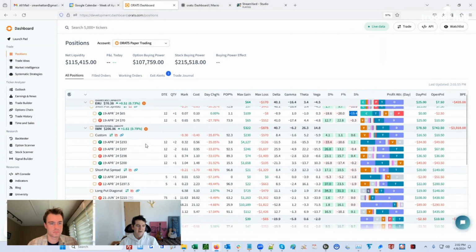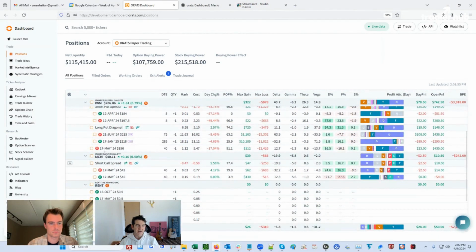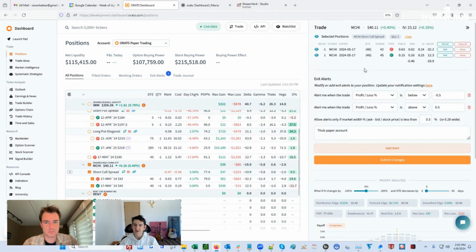And then we did an MCHI, the Chinese ETF, last time. That's actually fairly valued. We sold it for 58 cents, and now it's 47 cents. So we're doing well on that one. As we saw on that one, the implied volatility was much lower than the historical. So we'll just take a check of this.